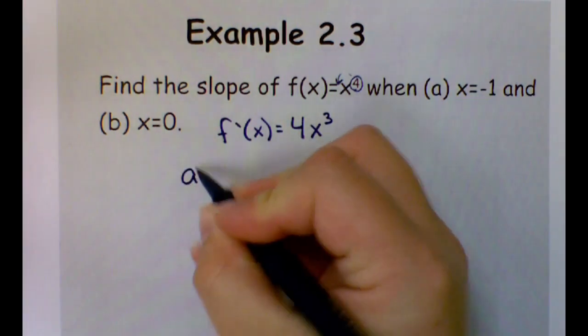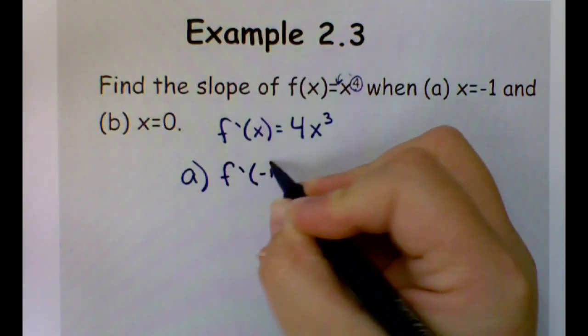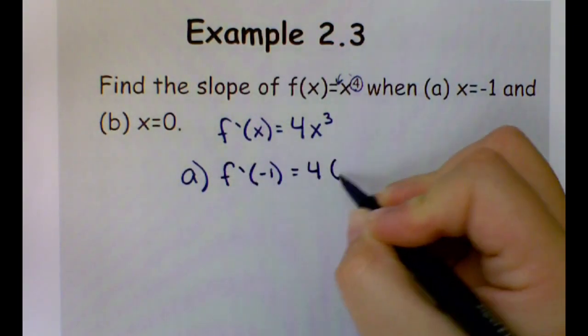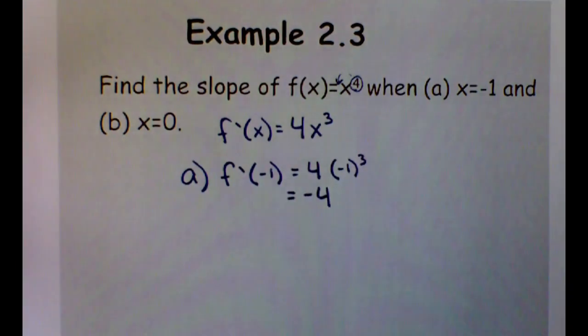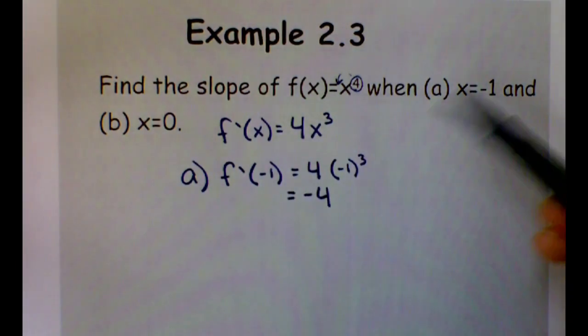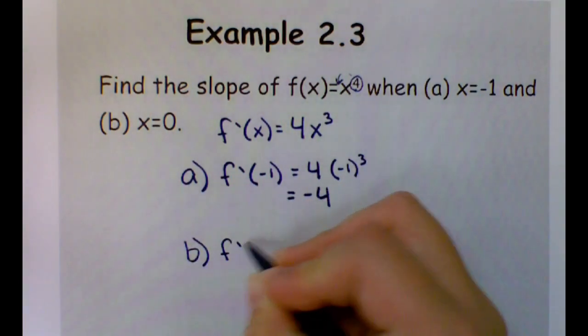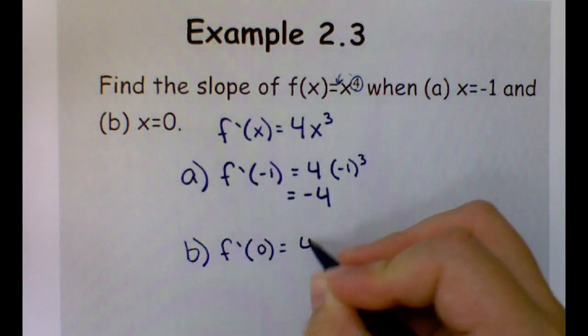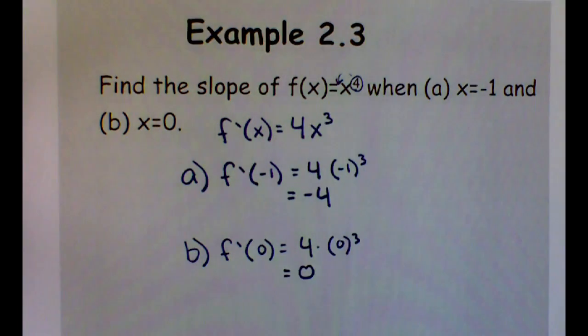So for part A, when x is negative 1, all I have to do is take f prime of negative 1. I have 4 times negative 1 cubed, which is negative 4. The slope of this function when x is negative 1 is negative 4. For part B, we do the same thing. F prime of 0 is 4 times 0 cubed, which is just 0. When x is 0, the slope of the function is 0.